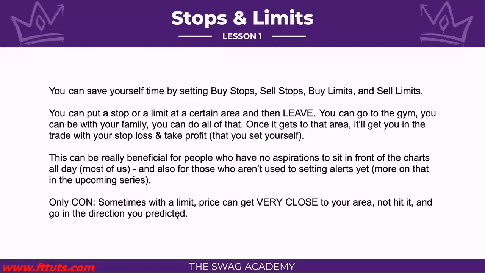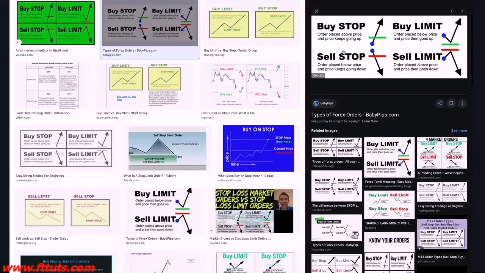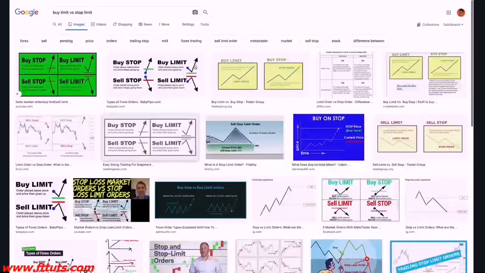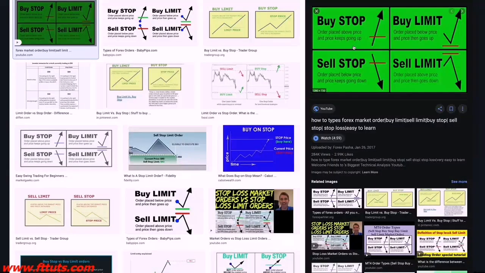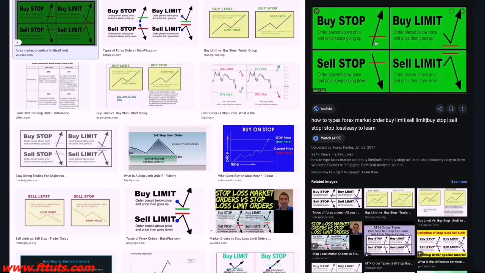So let me show you exactly what a limit is. I will have this attached as a PDF. You can kind of see it clear as day here. I'm going to show you on the actual TradingView as well. So look at this, a buy stop. Let me go on TradingView so I can show you side by side as well. A buy stop is if price is right here and whenever it gets here, it's going to skyrocket up. You can place a buy stop right here.